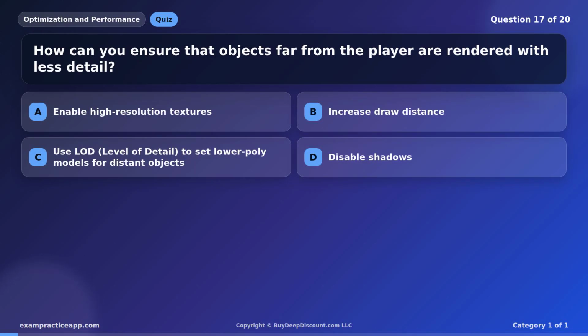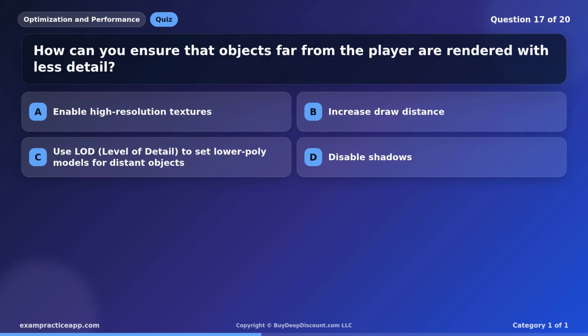Question 17. How can you ensure that objects far from the player are rendered with less detail? Option A. Enable high-resolution textures. Option B. Increase draw distance. Option C. Use LOD, level of detail, to set lower poly models for distant objects. Option D. Disable shadows. Take a moment to choose your answer.